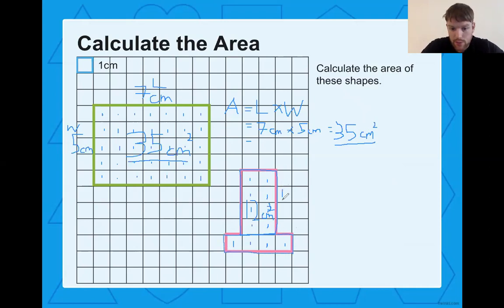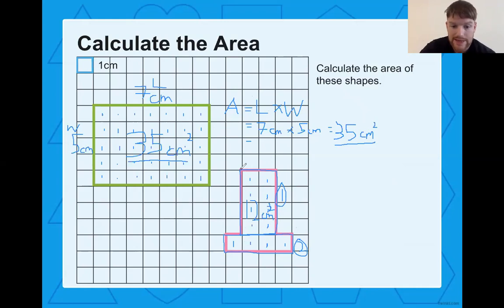Okay, so this is shape 1, and this is shape 2. And we need to add shape 1 to shape 2, the area of shape 1 and the area of shape 2 together. But before I do that, I need to get my length and my width of each shape, don't I? Okay, let's look at shape number 1 here.